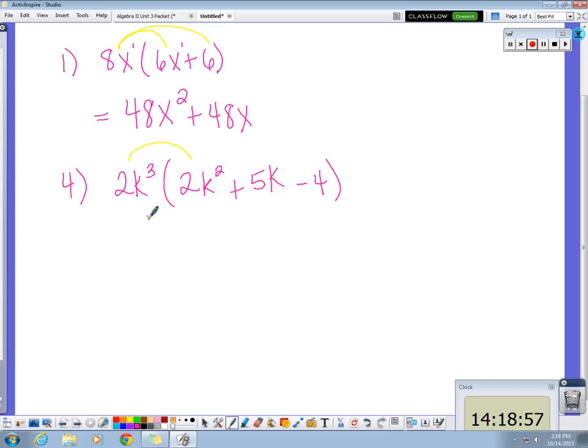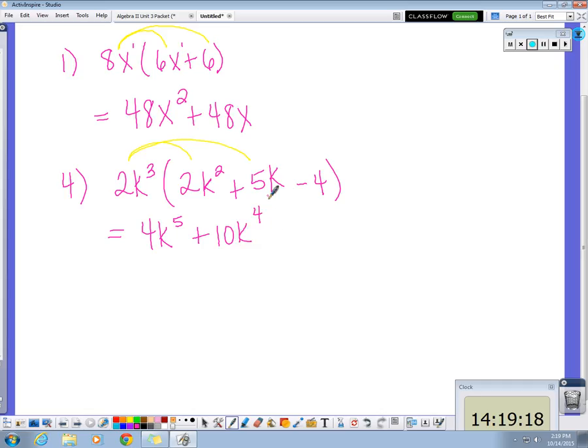What does that give you? 4k to the 5th power, because 2 times 2 is 4. When you multiply k times k, you add those exponents, and that gives you a 5. Then you have to distribute the 2k cubed times the 5k, and what do you get? Positive 10k to the 4th, right?